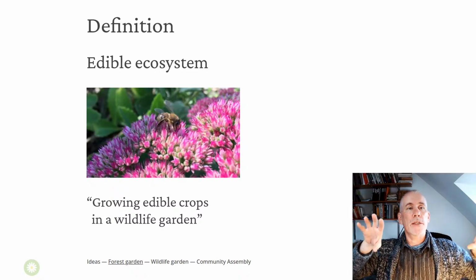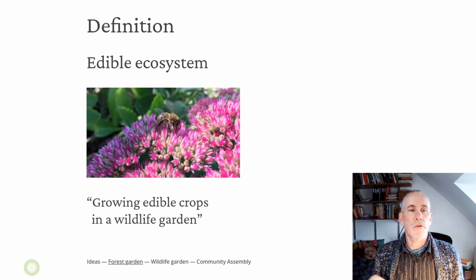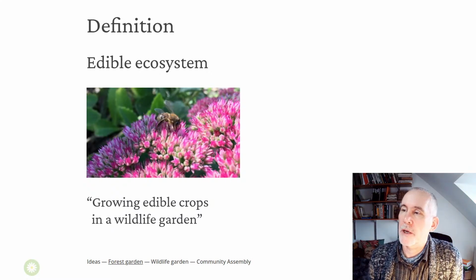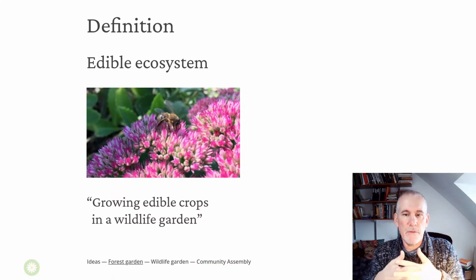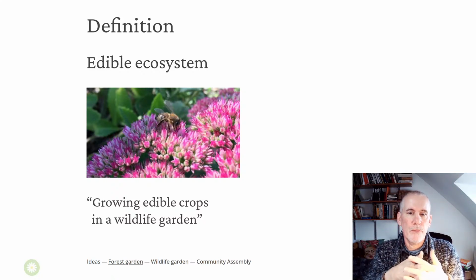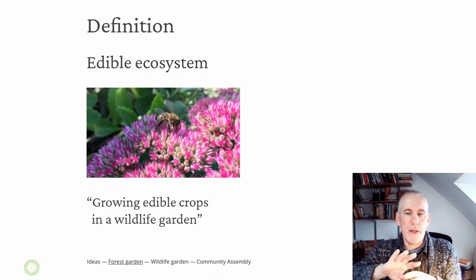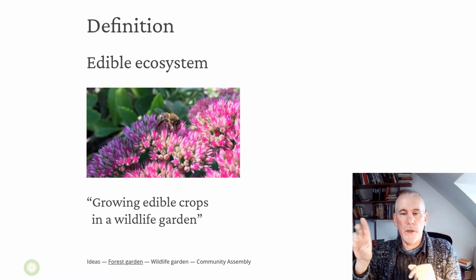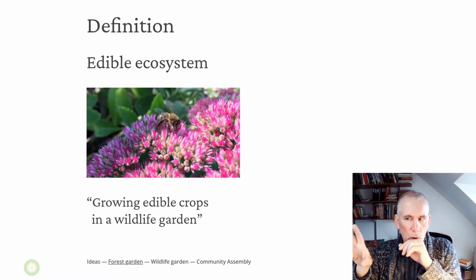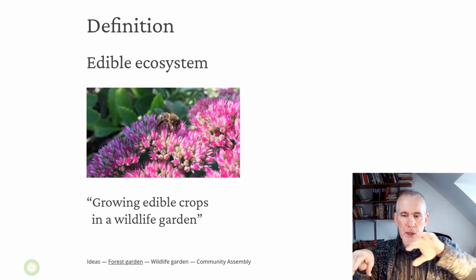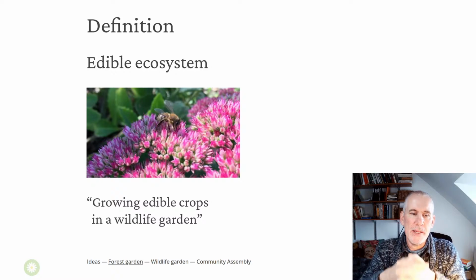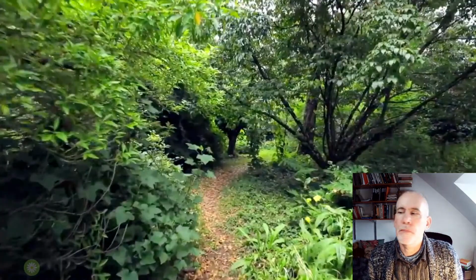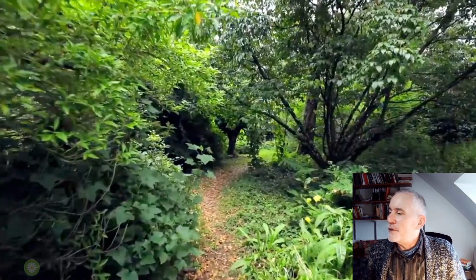So it's a balanced edible ecosystem. Growing edible crops in a wildlife garden is another way of looking at it. I think they're really intertwined. Traditionally, edible crops and wildlife are seen as separate: annual vegetables, consistently hoed without any weeds, versus a wildlife garden. But this is marrying the two together, because they can be complementary. So this is Martin Crawford's.